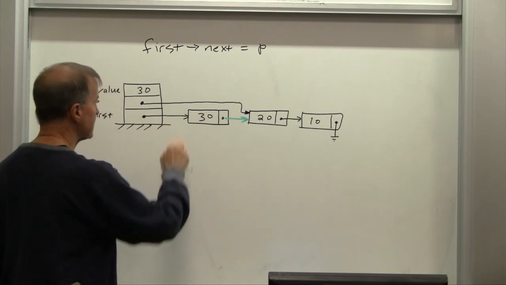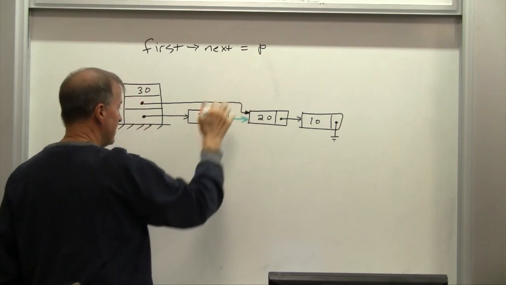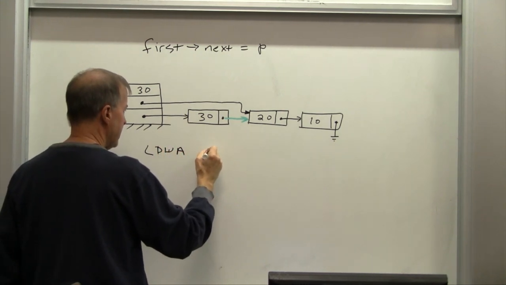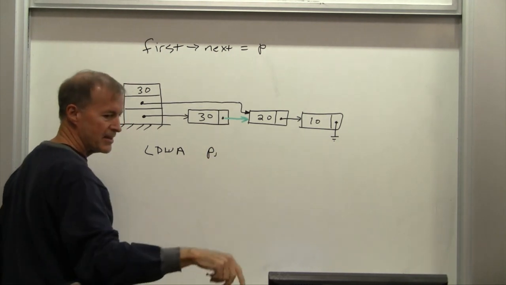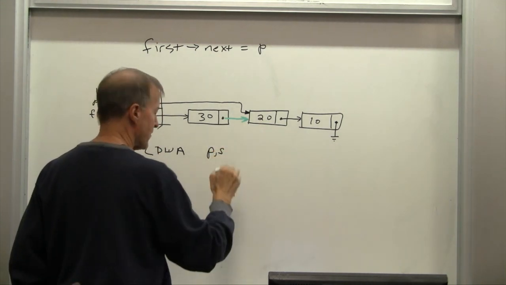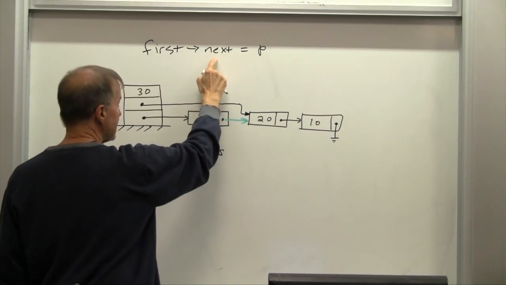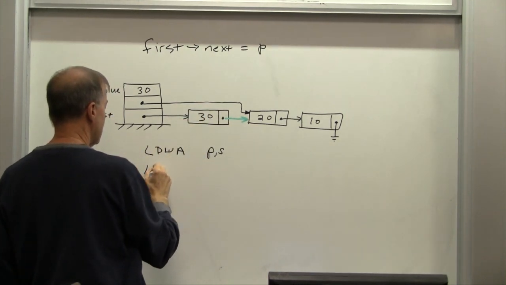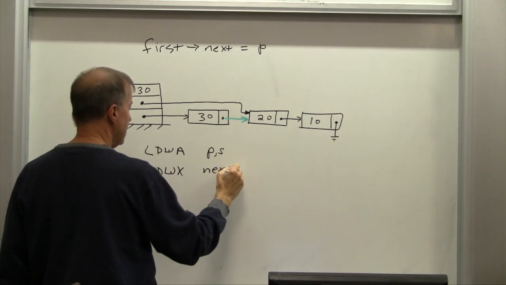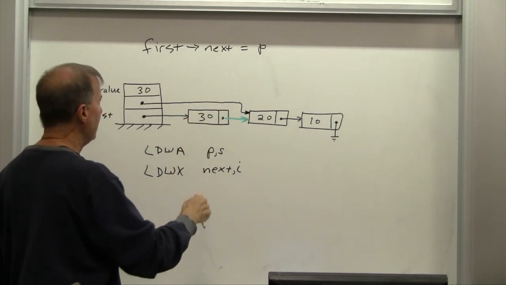The translation for this, now let's translate this again. Without looking at the code, can we reproduce this? So what did we do here? Load word accumulator, P, addressing mode. Now P is a local variable, so S, because it's a local variable on the runtime stack. And now, how do we get first arrow next to point to that? Next is the offset, right? So we load word index register, next, addressing mode immediate, because it equates to the offset, right? And then how do we store that?